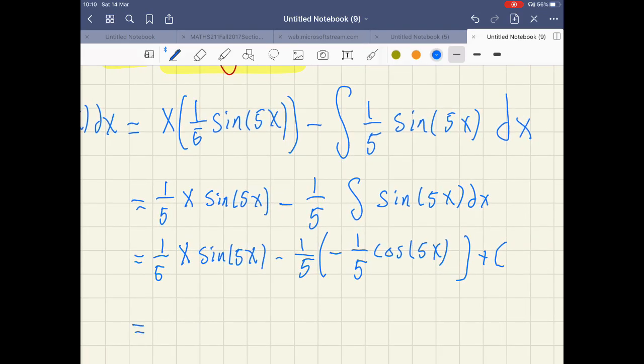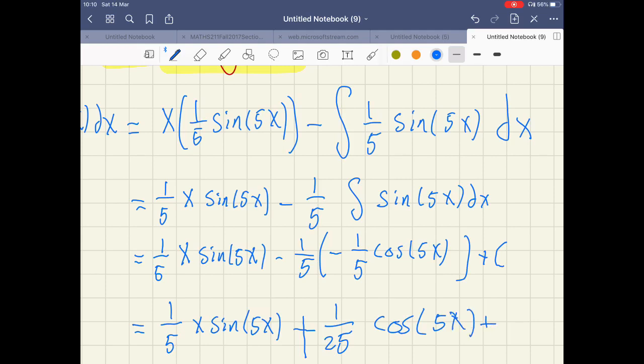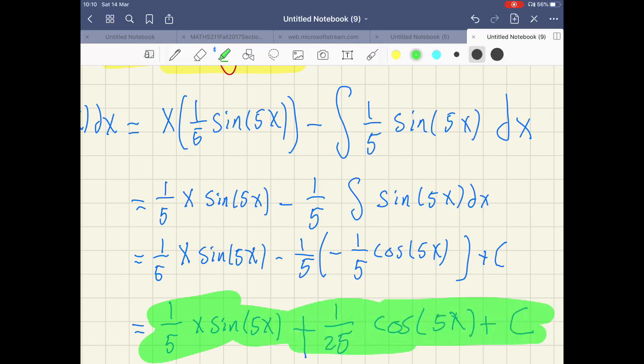If we simplify, the final answer would be 1 over 5 x sine 5x minus, and there is a minus, so it will be a plus, 1 over 25, because 5 times 5 is 25, cosine 5x plus a constant c. And that is my answer for this question. This is the final answer.